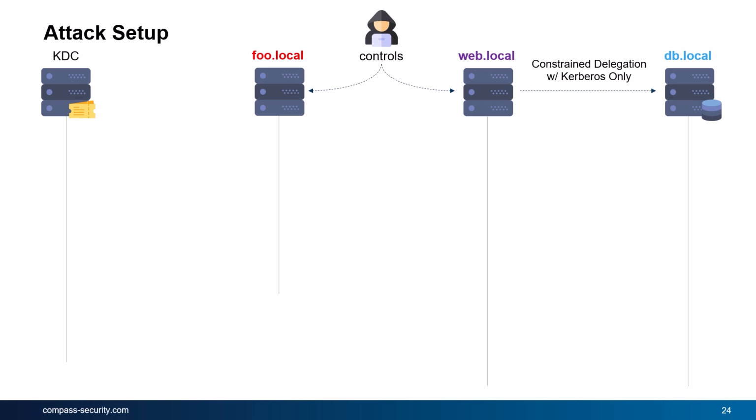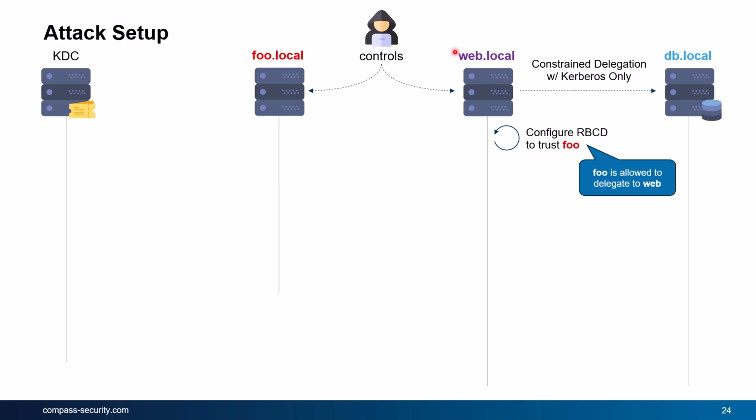The first thing that the attacker has to do is to enable resource-based constrained delegation. Specifically, since he has full control over those two instances, he will configure RBCD on web.local and enable foo.local as a delegation system. So foo.local will then be allowed to delegate to web.local via RBCD.